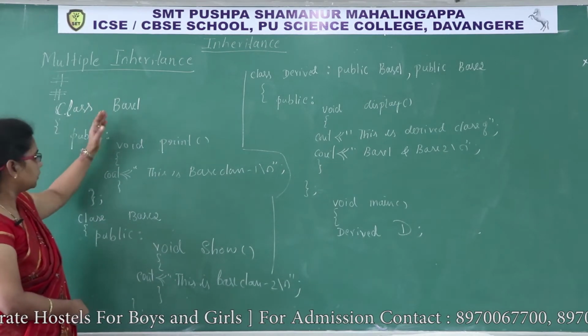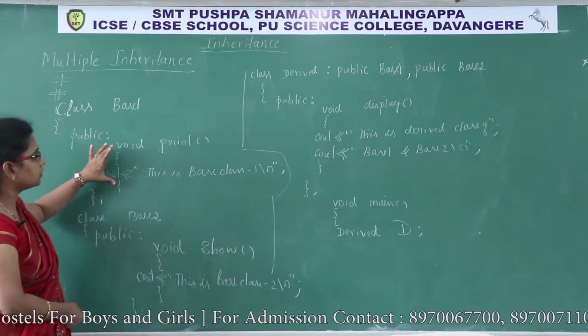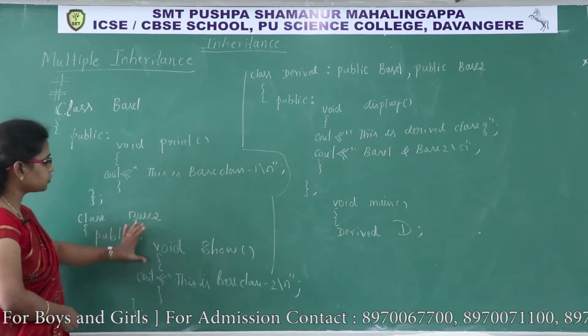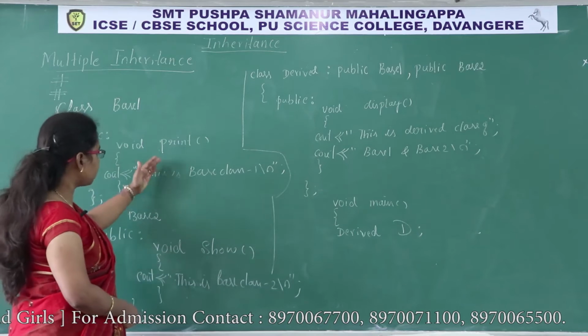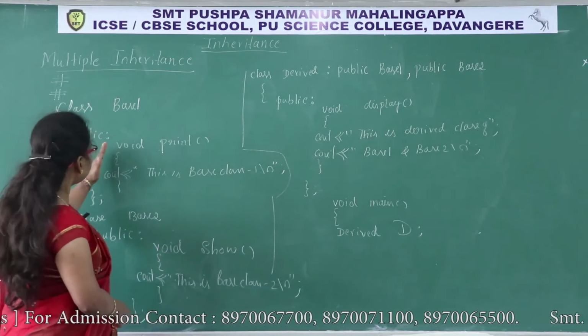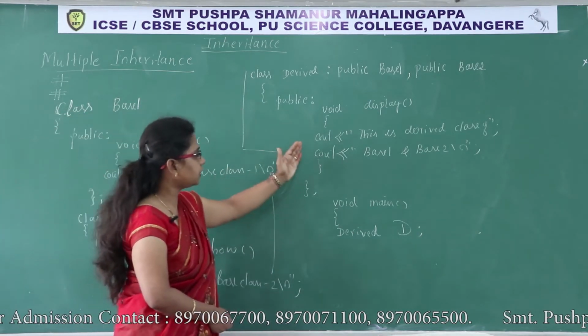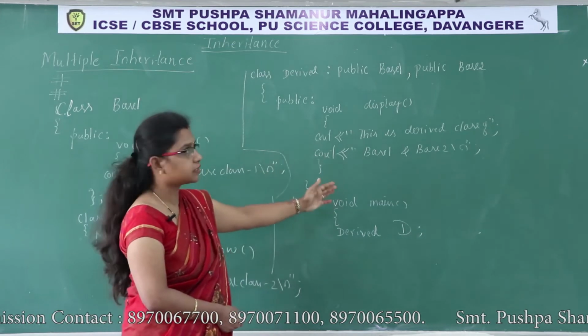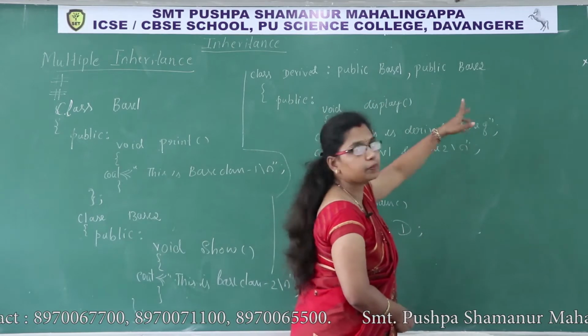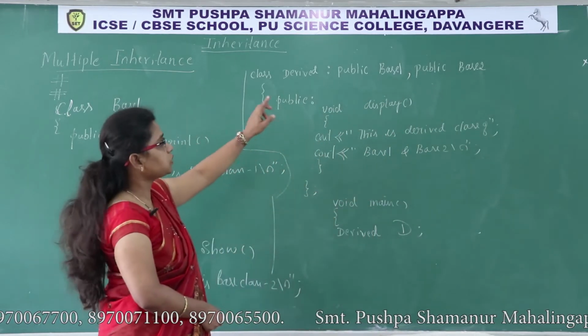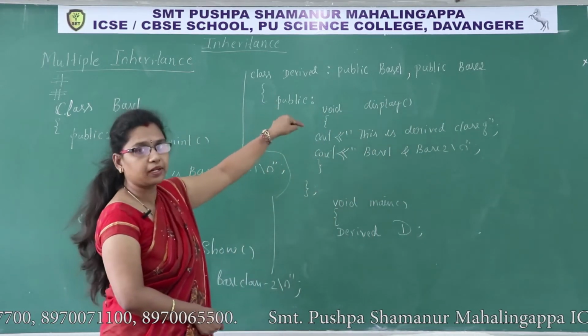Class base1 contains one function, that is print, and class base2 has another function, that is show. So they are all public members. These public members will be inherited into the public section of the derived class. So derived is a derived class of base1 and also base2. Okay, the base1 class is inherited in public mode.